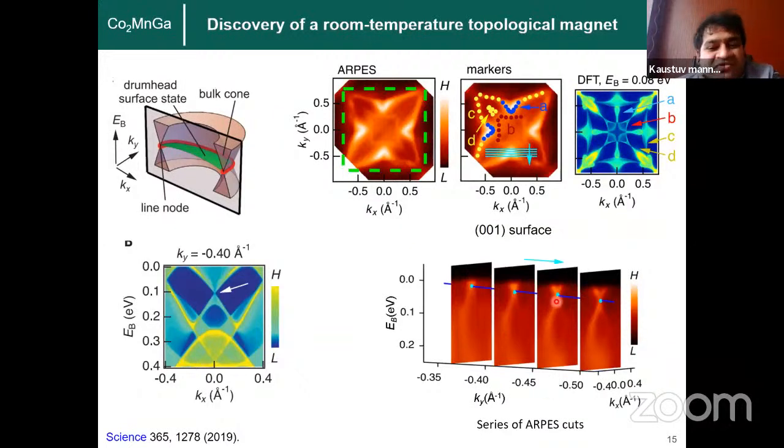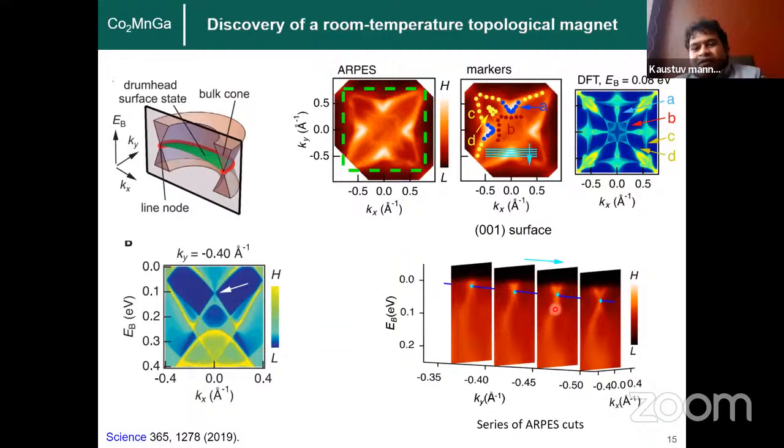This is distinctly different behavior compared to Weyl or Dirac points, because for Weyl or Dirac you should expect a crossing point at a particular kx or ky value, not for a range of ky values. So this clearly indicates that the topological state we are looking at is actually a line node.